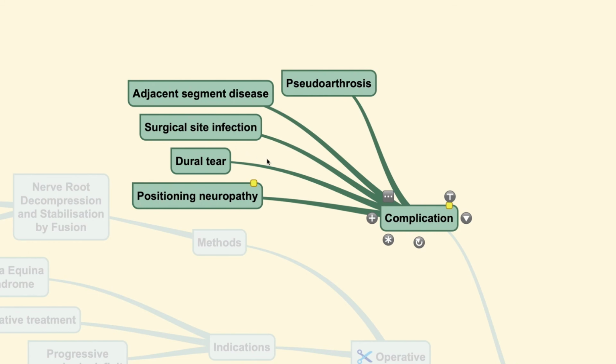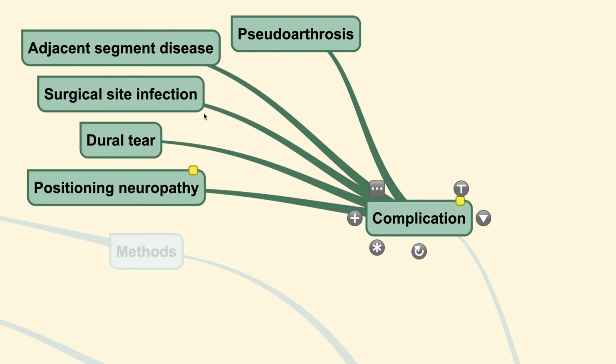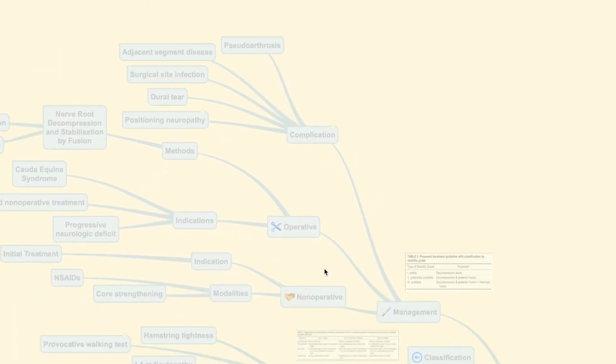Other complications which may arise include surgical site infection, dural tear, or even positioning neuropathy, which may occur due to the positioning of the patient during the surgery. Usually the patient is positioned in a prone position, and therefore dependent areas of the body must be protected at all times. That would be all for today's explanation.